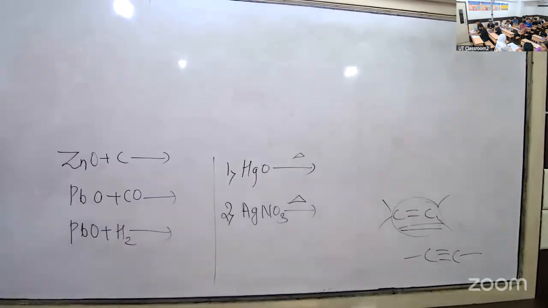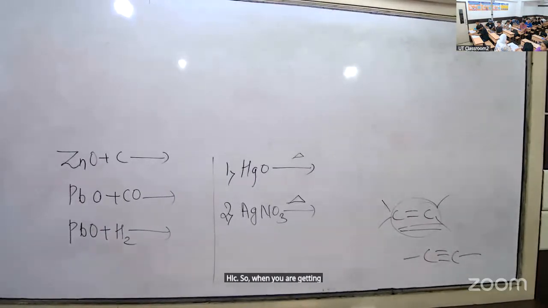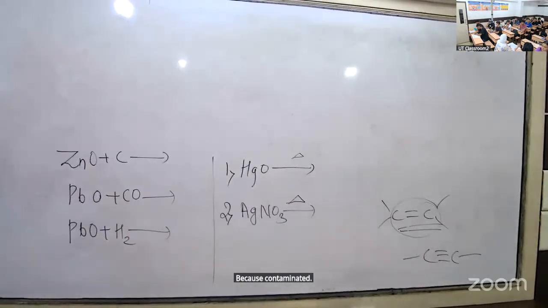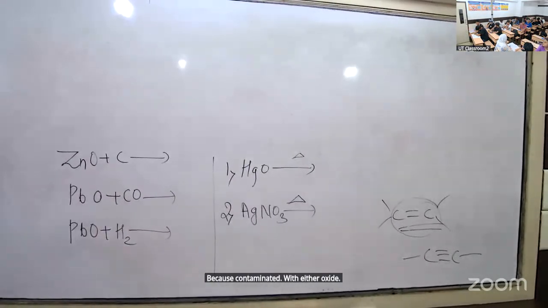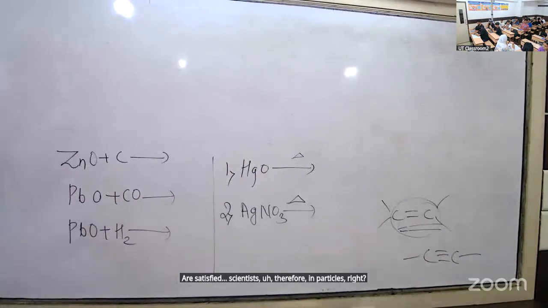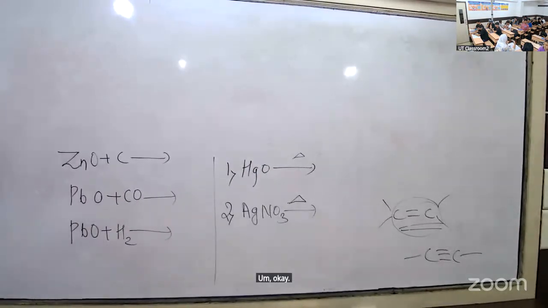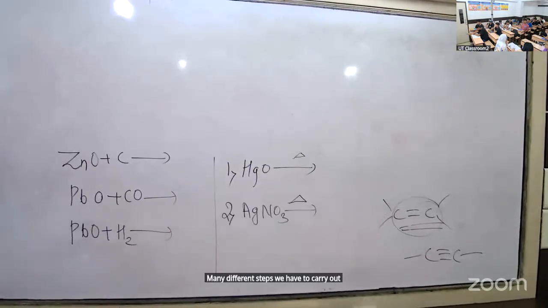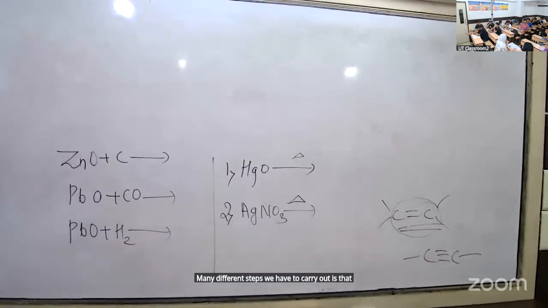From nature. So when you are getting ore in the form of mineral, it is not free, it is contaminated with either oxide or sulfide, nitrate, other foreign particles, right? What do we need? We need only the metal. We do not need the gangsters. In order to separate good from the bad, many different steps we have to carry out. After ore extraction, the next step is crushing and grinding.